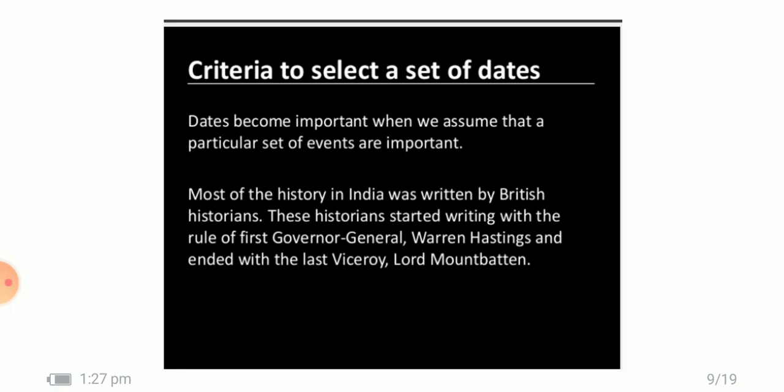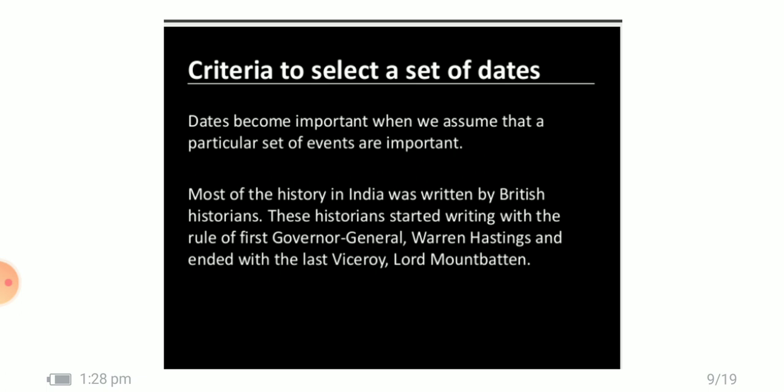And let us move on to the next slide. Criteria to select a set of dates. Dates became important when we assume that a particular set of events are important. For example, most of the history in India was written by British historians. These historians started writing with the rule of the first Governor General, that is Warren Hastings, and ended with the last Viceroy, that is Lord Mountbatten.